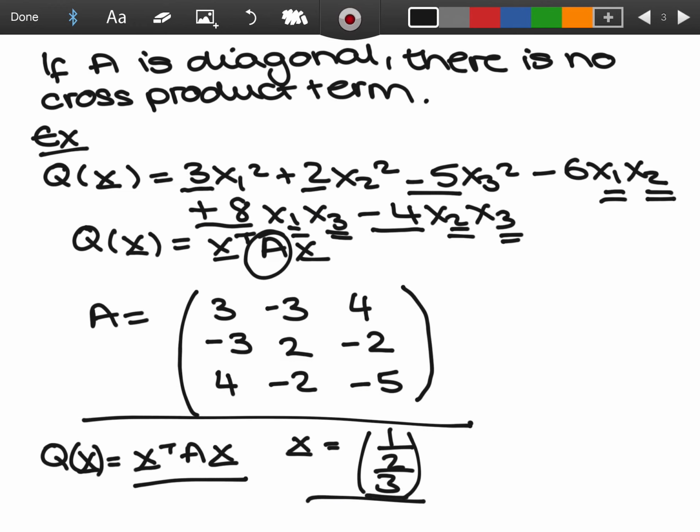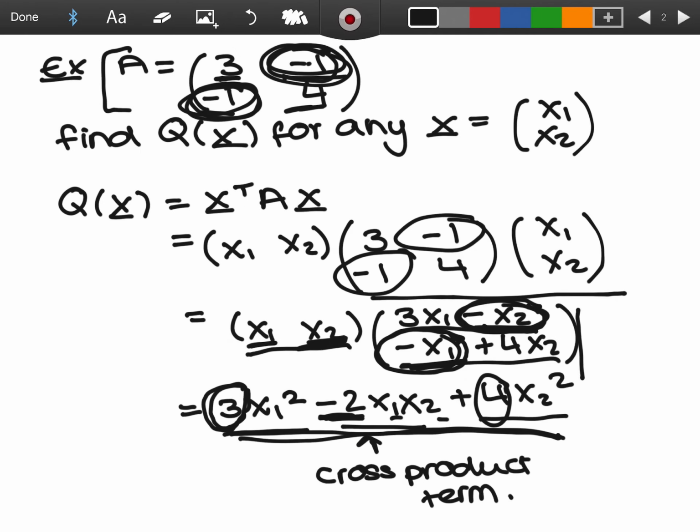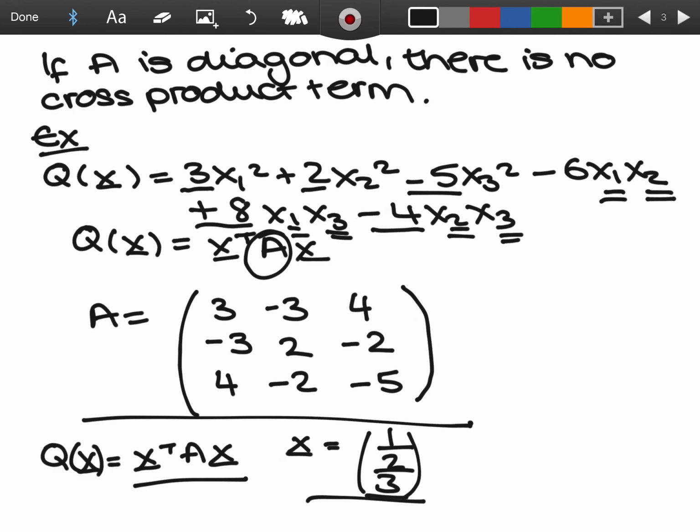Now, as I mentioned earlier, if you have no terms in the off-diagonal entries, so let's say you have this matrix A, and if all of the off-diagonal entries were 0, you would have a diagonal matrix. When you have a diagonal matrix for the matrix of a quadratic form, it gets rid of the cross product elements in the equation of the quadratic form. So in this case, I would have no x1, x2 term, no x2, x3 term, and no x1, x3 term.